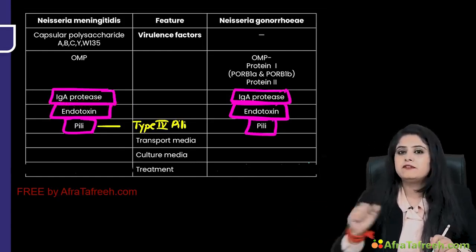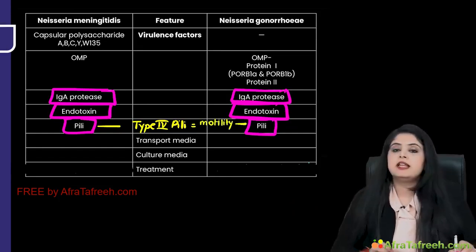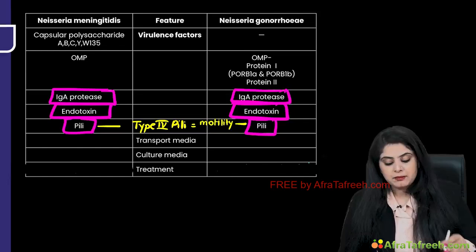What is for movement? Flagella. But can they show you motility because of this? Yes, we have noted that there is an element of motility that is seen along with Neisseria sometimes because of this type 4 pili. Now coming back, both of them, which one had the capsule?